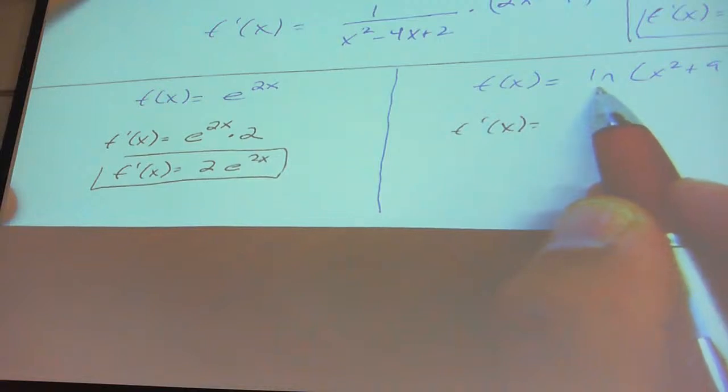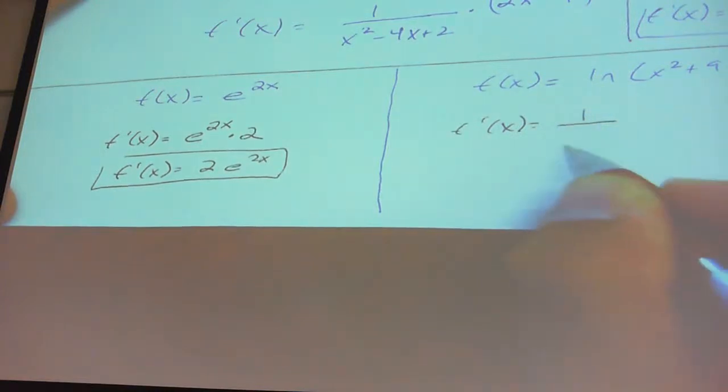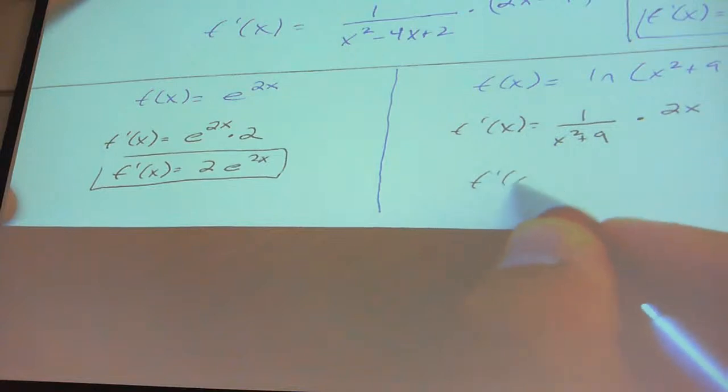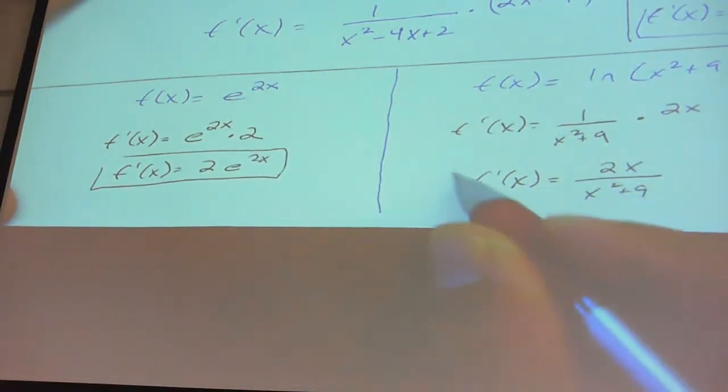What is the derivative of ln of x squared plus 9? What's step 1? 1 over the original times derivative of the inside. What's the derivative of x squared? Derivative of 9. So I would put the final answer as 2x over x squared plus 9.